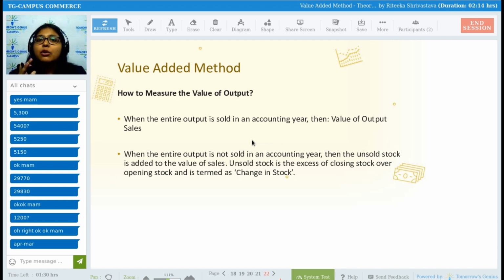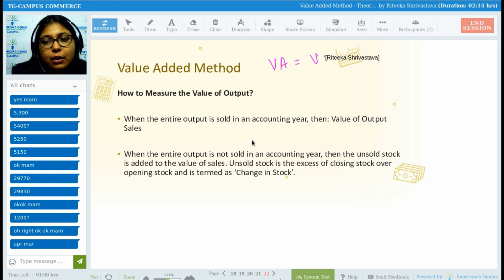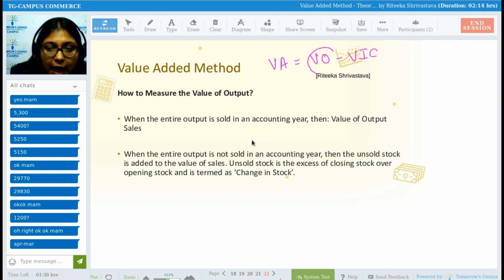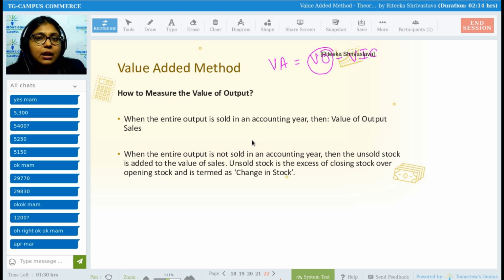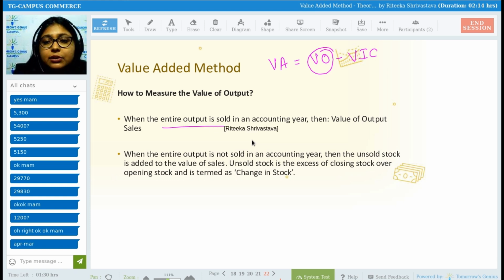So how do we measure value of output? See, first of all, we said value added is equal to value of output minus value of intermediate consumption. Now, how do we measure value of output? If it is directly given to you in the question, well and good. But what if it is not given directly? Then, when the entire output is sold in an accounting year, the value of output is sales. So, value of output can be derived as sales.